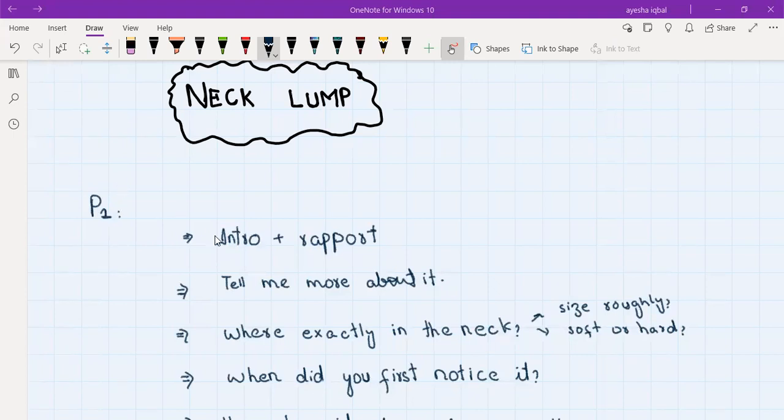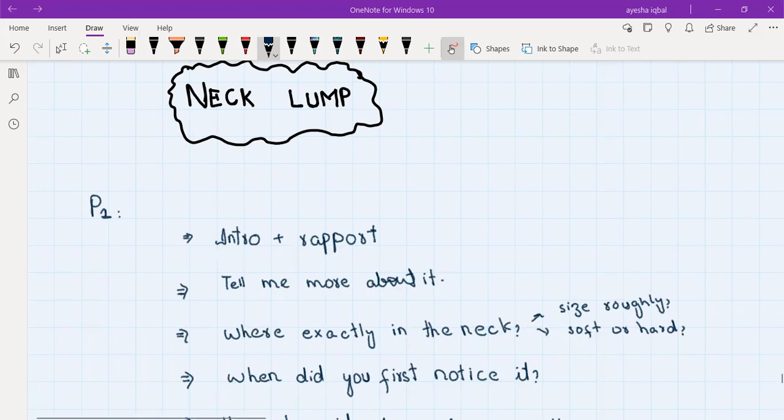So we are going to start with introducing ourselves, confirming the patient's name and date of birth, and then we will begin with an open-ended question: how may I help you today? And the patient most probably will say, Doctor, I have this neck lump, and I just wanted to check it out. So we will follow up with another open-ended question: can you please tell me a bit more about it?